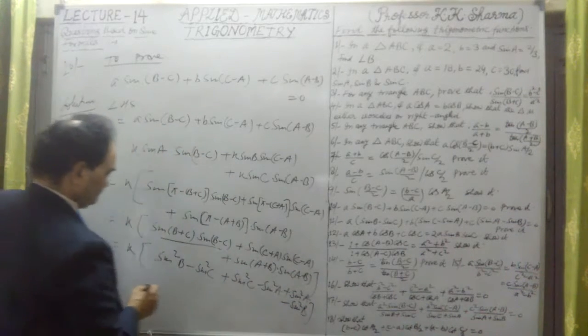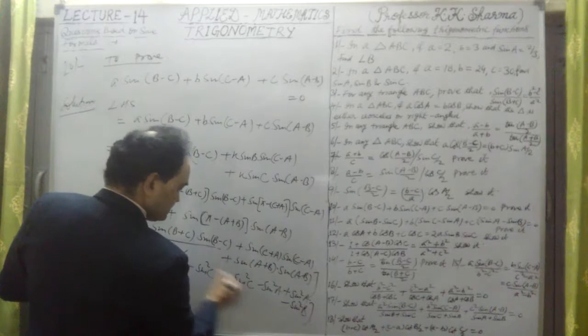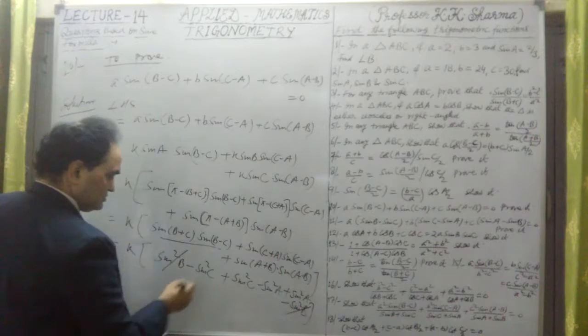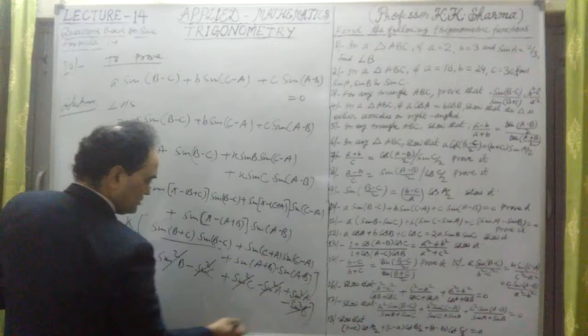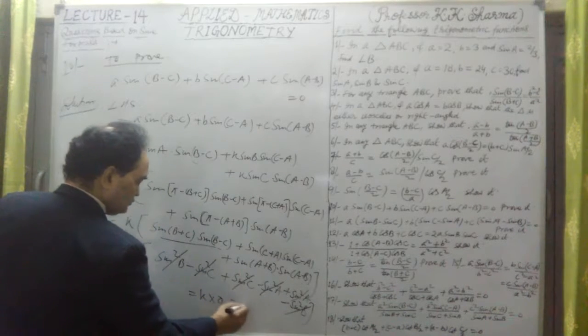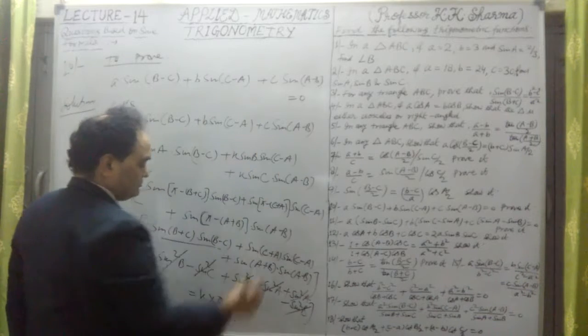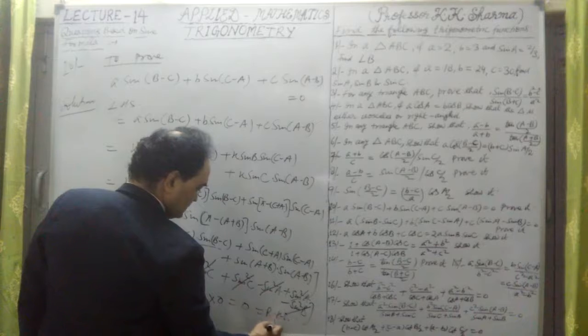We see here sine square B plus and minus sine square B cancelled out. Minus sine square C plus sine square C, minus sine square A plus sine square A is 0. K into 0 equal to 0. Hence left hand side is equal to right hand side. Hence proved.